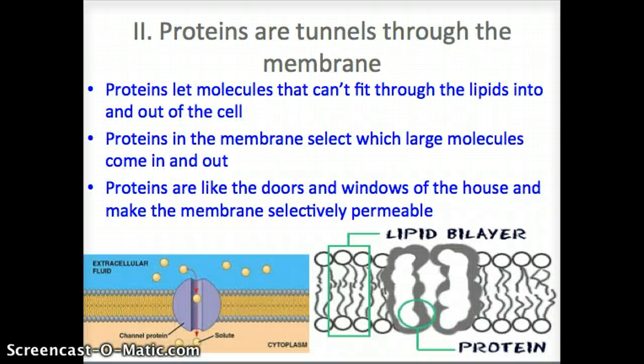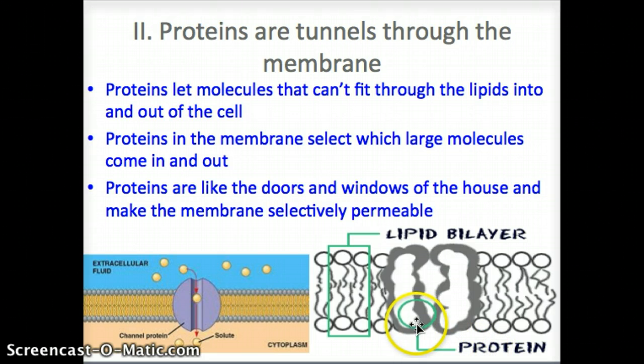Alrighty, so selective permeability. We have proteins that act as tunnels through the cell membrane. So here's our cell membrane. Remember, each of these little guys are phospholipids that surround the cell. And then inside of there is a protein. What this protein does is allow molecules to get into the cell. Your cell needs stuff to get in, and sometimes in order for things to get in, they travel through these proteins in the cell membrane.